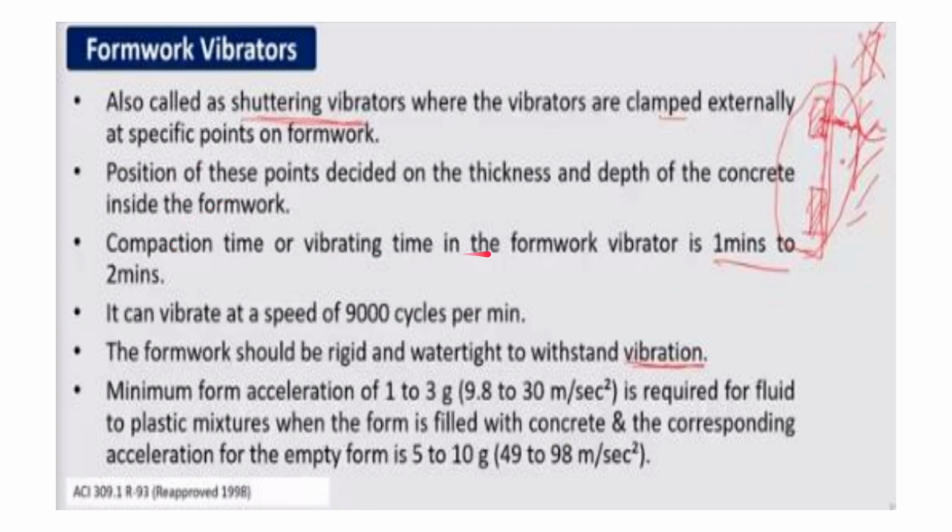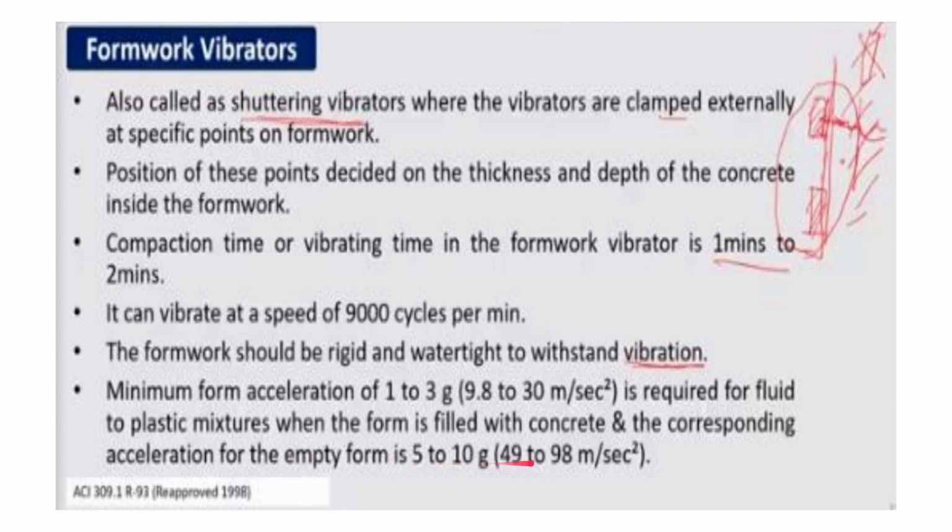Compaction time or vibrating time in the formwork vibrator is 1 minute to 2 minutes. It can vibrate at a speed of 9,000 cycles per minute. The formwork should be rigid and watertight to withstand vibration. Minimum form acceleration of 1 to 3 g, 9.8 to 30 meter per second square, is required for fluid to plastic mixtures when the form is filled with concrete, and the corresponding acceleration for the empty form is 5 to 10 g.